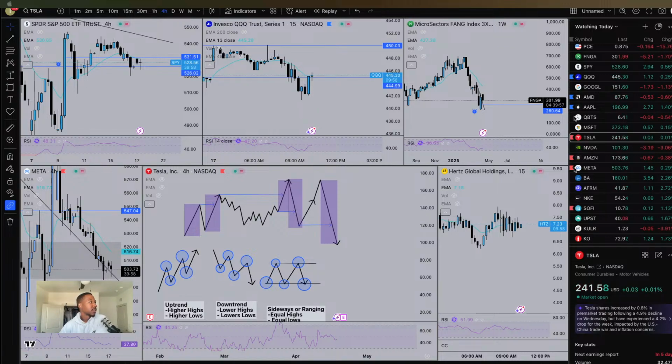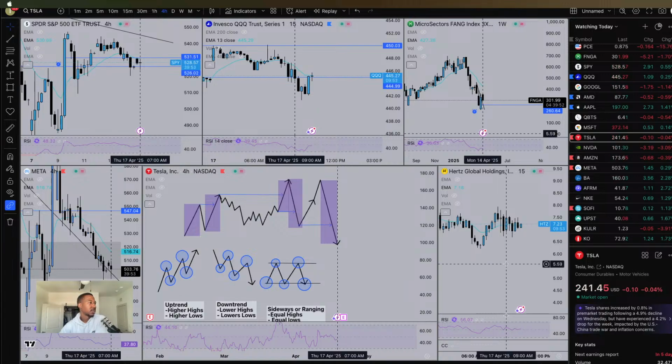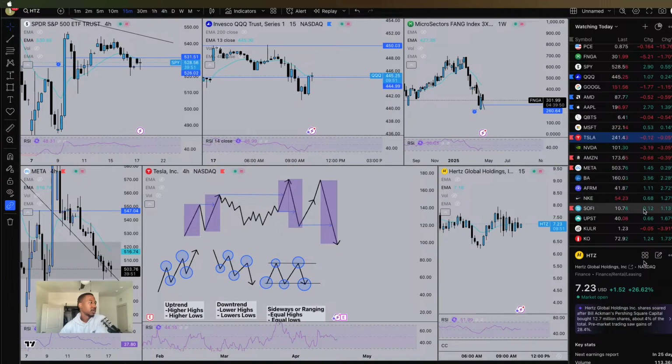That's exactly what SoFi is doing right now. SoFi is at 10.78. Let's see. All right, I don't think Hertz is doing anything today.